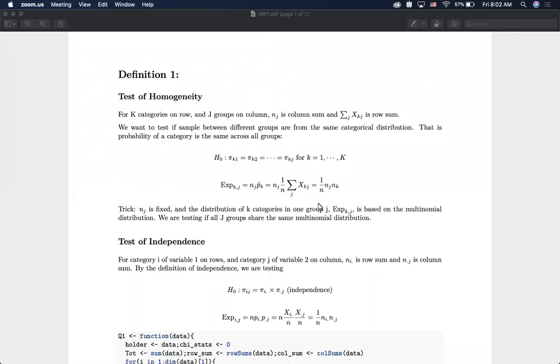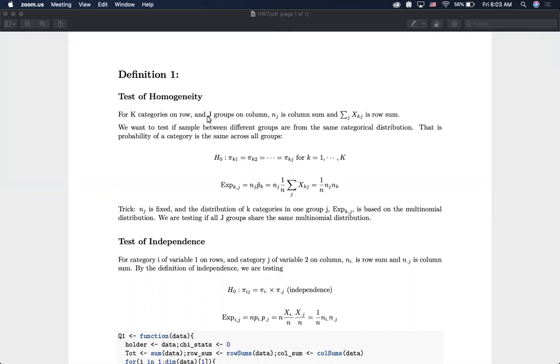So for this homework, we just conduct different types of tests. Here we have first the test of homogeneity. This is for when you see a table where we have K categories on the rows and J groups on the columns. On the top we have different groups, and we let n sub j denote the column sum, the total at the bottom, which is just the sum of each column.